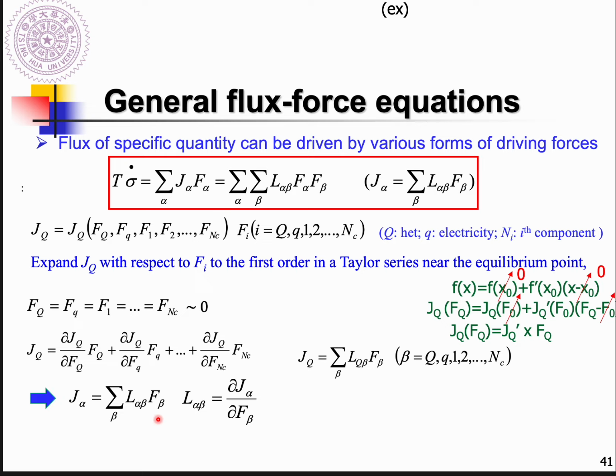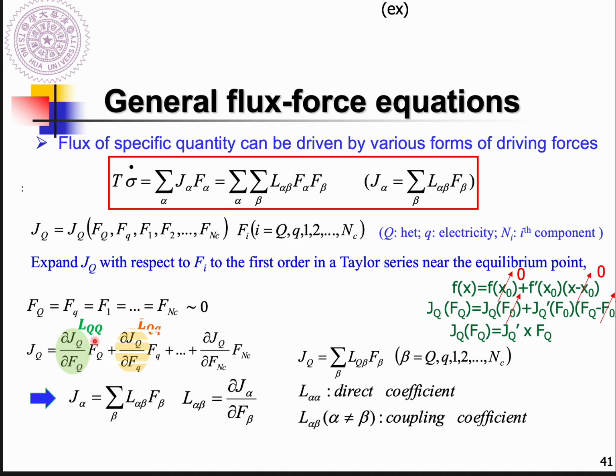This coefficient will be equal to, for example, in this case, if you compare this one, you find that actually this is the coefficient, right? This is L_Q, and the second term is L_Qq, right? Because, for example, if beta equals capital Q, we get the first term, L_Q F_Q, right? So that's this term.